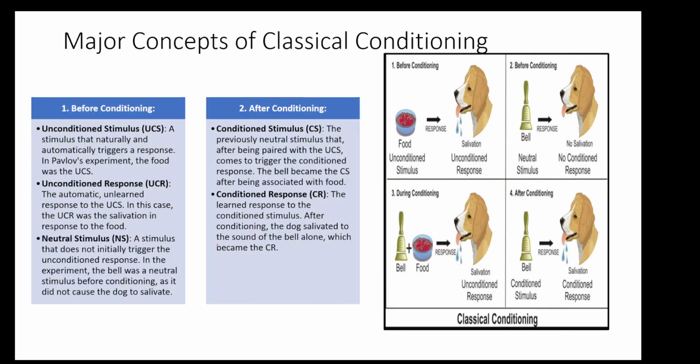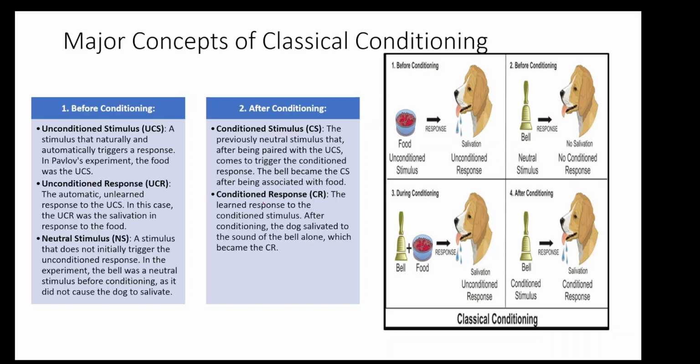Major concepts in classical conditioning. Before conditioning, the unconditioned stimulus, UCS, is a stimulus that naturally and automatically triggers a response. In Pavlov's experiment, the food was the unconditioned stimulus. Unconditioned response, UCR, is the automatic, unlearned response to the UCS. In this case, the UCR was salivation in response to the food.